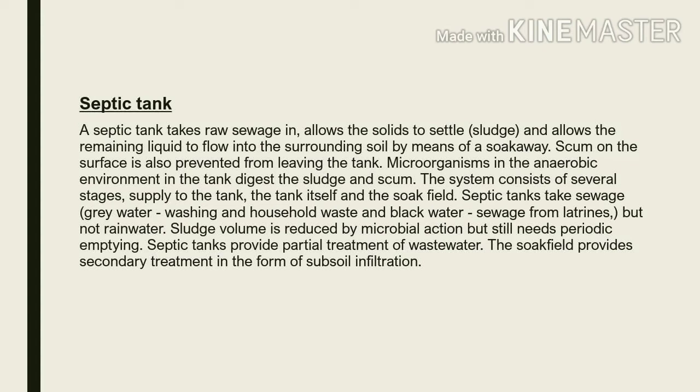The system consists of several stages: the supply to the tank, the tank itself, and the soak field. A septic tank takes sewage like grey water, washing and household waste, and black water, but not rainwater. The sludge volume is reduced by microbial action, but it still needs periodical cleaning.